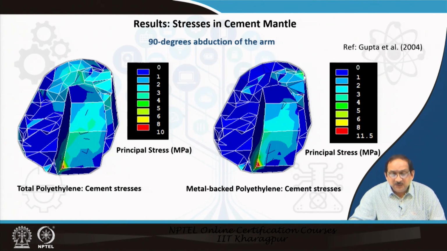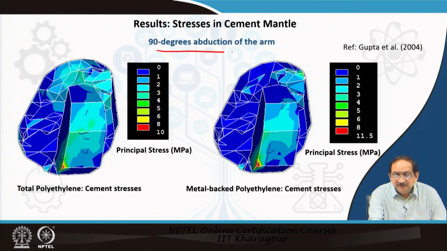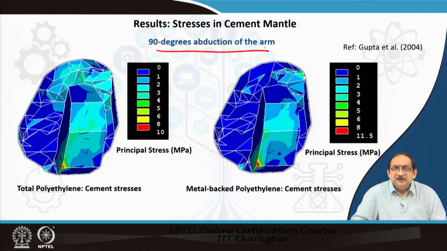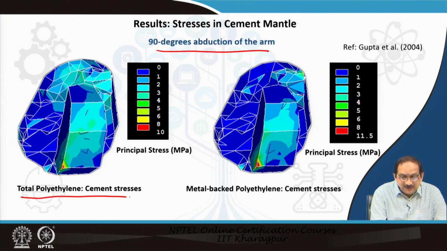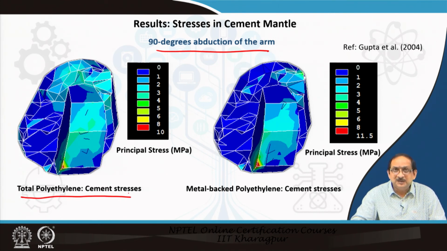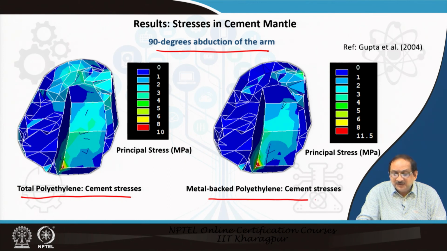Now, let us move into the results. We first present to you the stresses in the cement mantle. The results correspond to 90-degree abduction of the arm, where the glenohumeral joint reaction force was found to be maximum. On the left we present the cement stresses corresponding to the total polyethylene design, and on the right we present the cement stresses corresponding to the metal backed design.